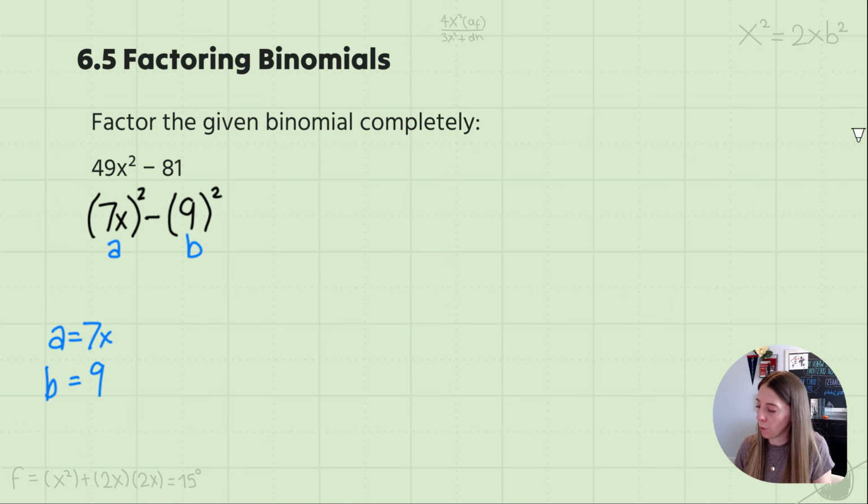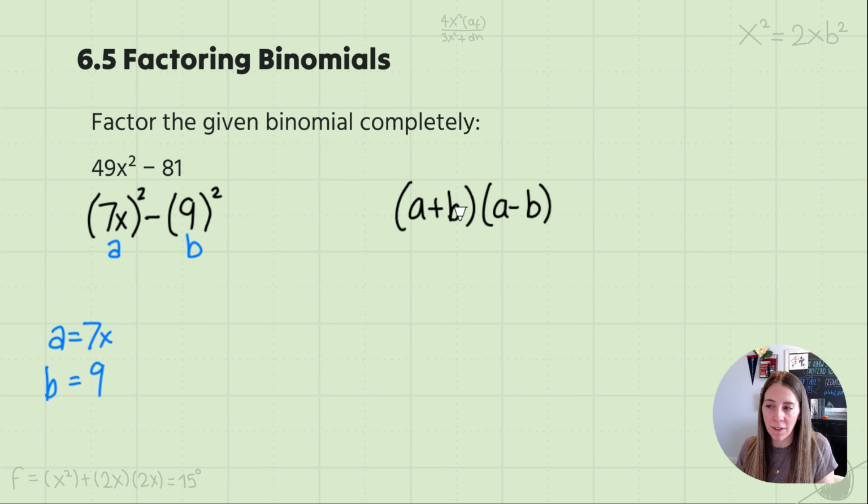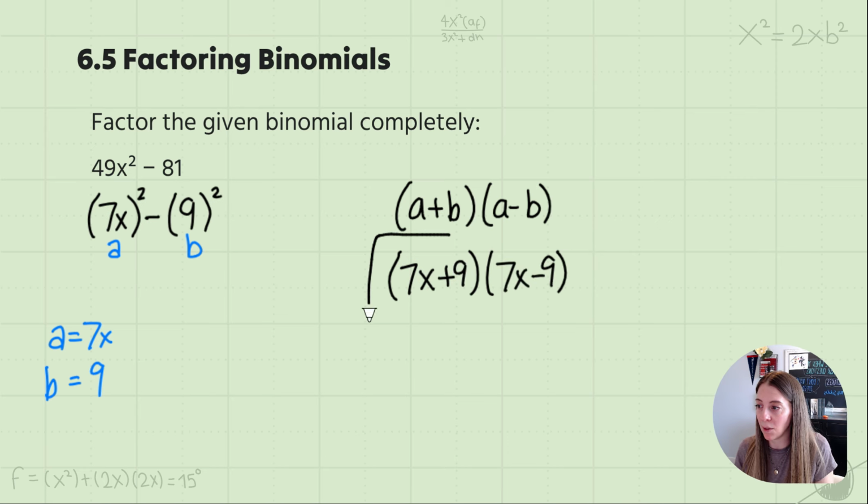All right, my formula for the difference of squares says that this factors into the form A plus B and A minus B. So that's my form for factoring this, and here's my A and B. So that means this is 7x plus 9 and 7x minus 9. Those are my factors, or that's how this binomial would be factored.